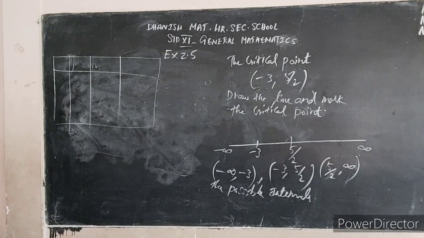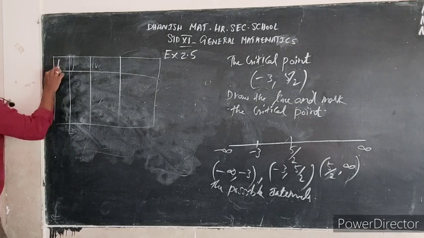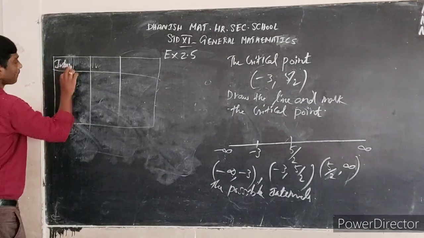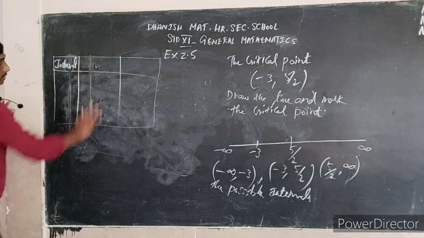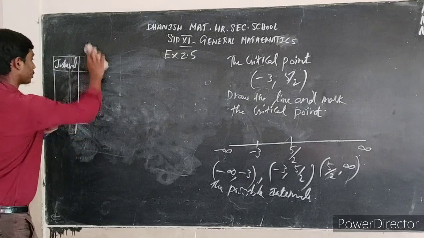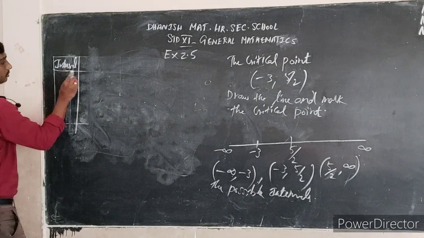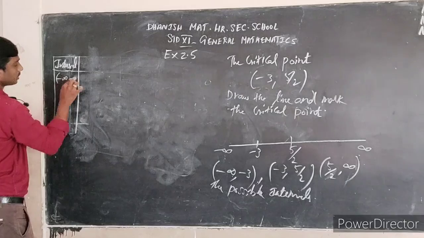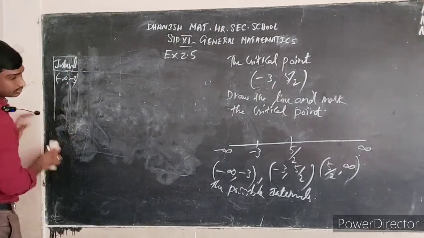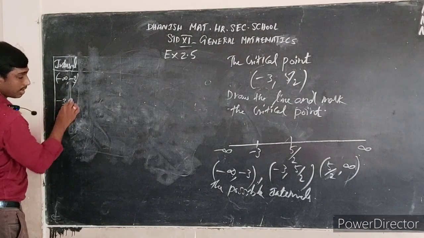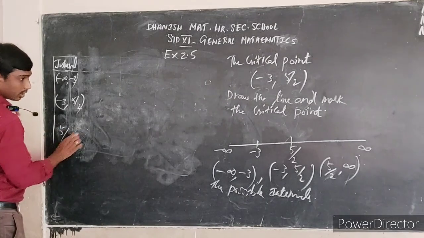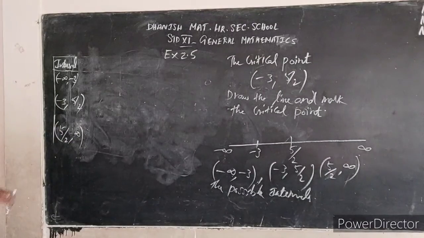What is the question given here? The first one is an interval. So what are the intervals we are getting here? Minus infinity to minus 3, then the next interval minus 3 comma 5 by 2, then the third one 5 by 2 comma infinity. So these three intervals are given here.